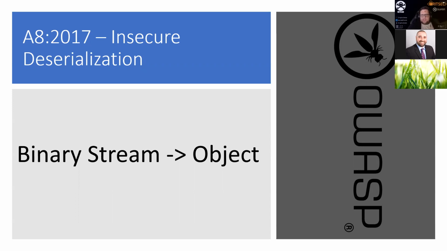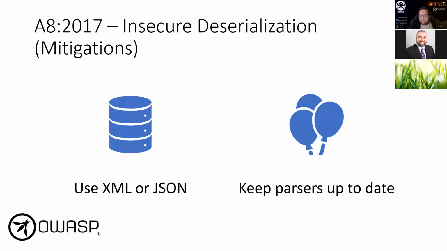And those JSON objects then get sent over the internet, captured by another system. That other system deserializes them from a binary stream or a file and puts it back into some type of object in memory. So the problem is that, again, you're trusting data from other places. So there are attacks using these insecure deserialization processes.